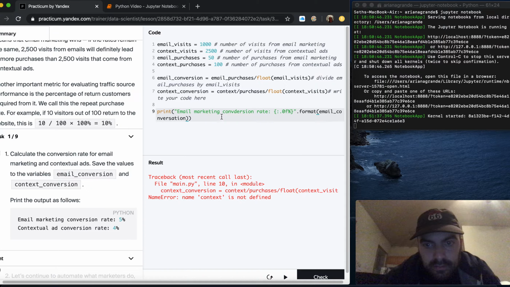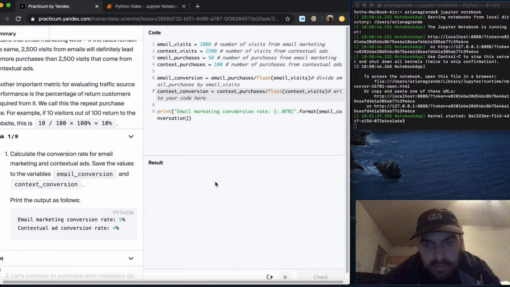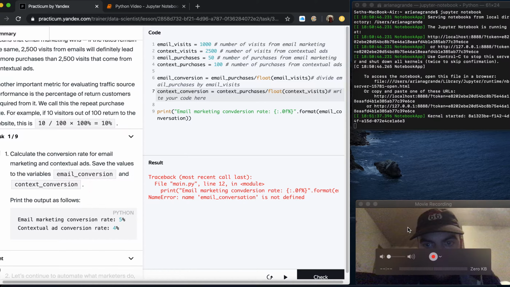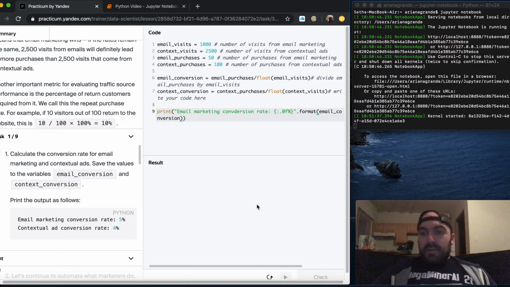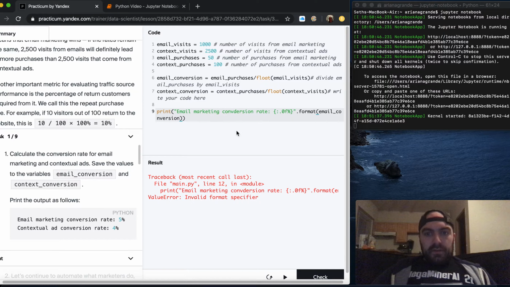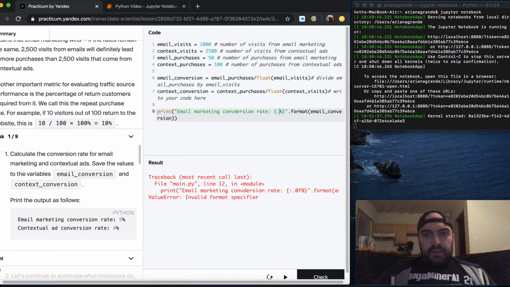Context is not defined. Oh, this is context underscore purchases is what I meant. But conversation instead of conversion. Where's that at? That's conversion. Like that. Lots of typos here. Make sure you don't typo. Yep, so this is invalid. Let's see if I just do percentage, if that works.